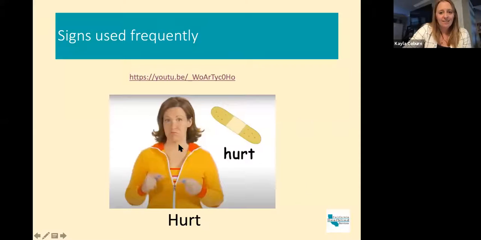So that is Signing Time. Again, I love her. She talks slowly. She wears band-aids on her fingers to show what fingers she's using during signs. Clear background, usually images, words, and very clear. So, huge fan of her.